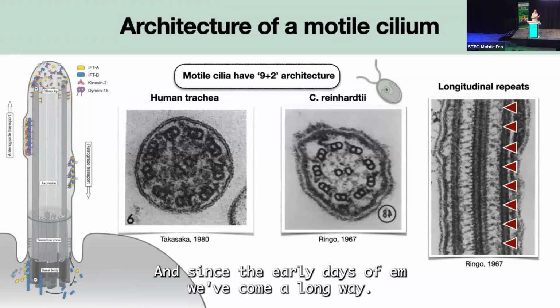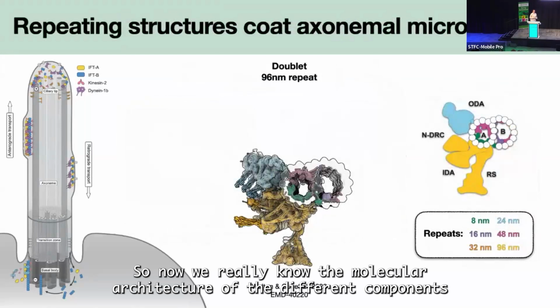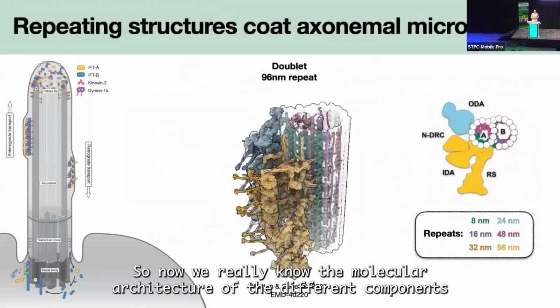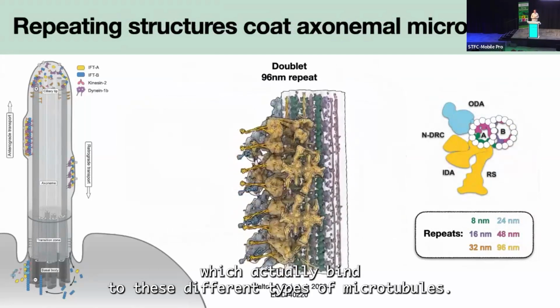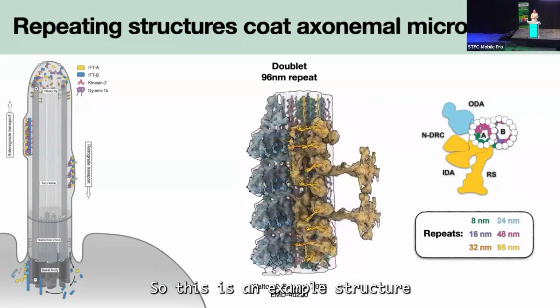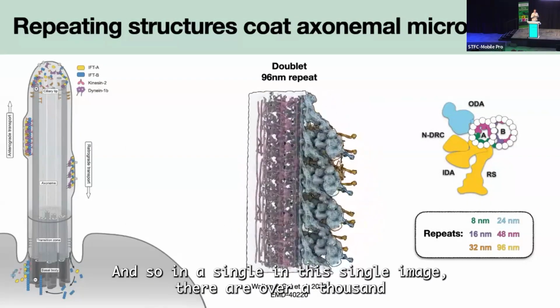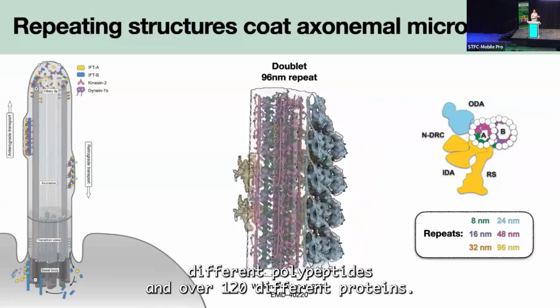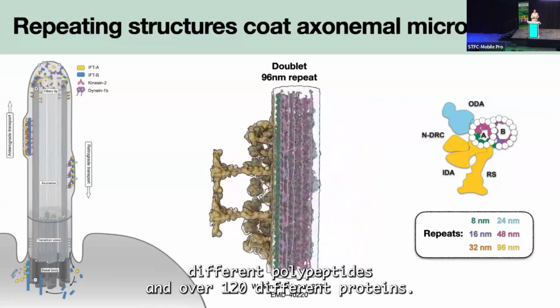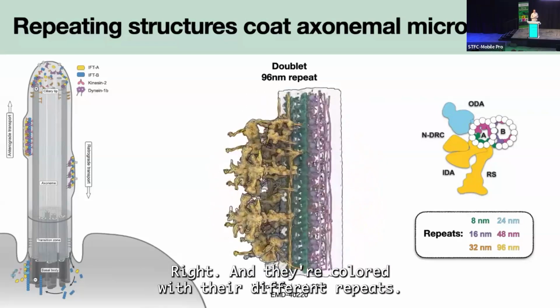Since the early days of EM, we've come a long way. So now we really know the molecular architecture of the different components which actually bind to these different types of microtubules. This is an example structure that was published a few years ago by the Brown Lab. In this single image, there are over 1,000 different polypeptides and over 120 different proteins, right?